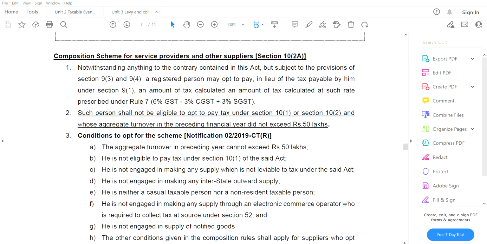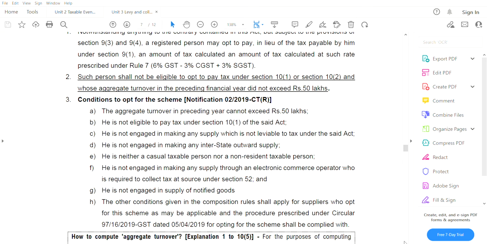The aggregate turnover cannot exceed rupees 50 lakhs. He is not eligible to pay tax under section 10(1) of the Act. He is not engaged in making any supply which is not leviable to tax under the said Act. He is not engaged in making any interstate outward supply. He is neither a casual taxable person nor a non-resident taxable person. He is not engaged in making any supply of services through an e-commerce operator who is required to collect tax at source under section 52, and he is not engaged in any supply of notified goods.